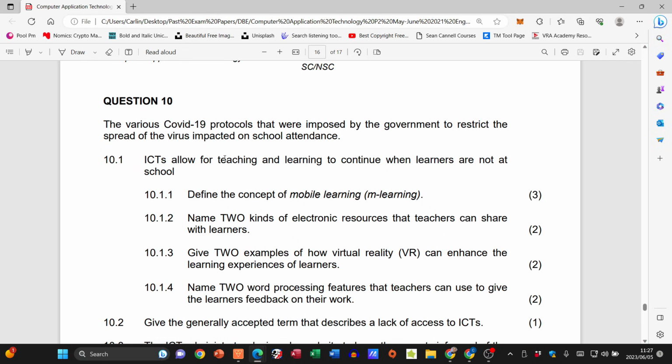ICTs allow for teaching and learning to continue when learners are not at school. A lot of us went through this, right? We know we're talking now about learning from home, online learning. 10.1.1, define the concept of mobile learning or M-learning. This is basically education and training that's delivered over the internet. So they want 3 marks. I'm going to give you this whole definition so we can get the full 3 marks.